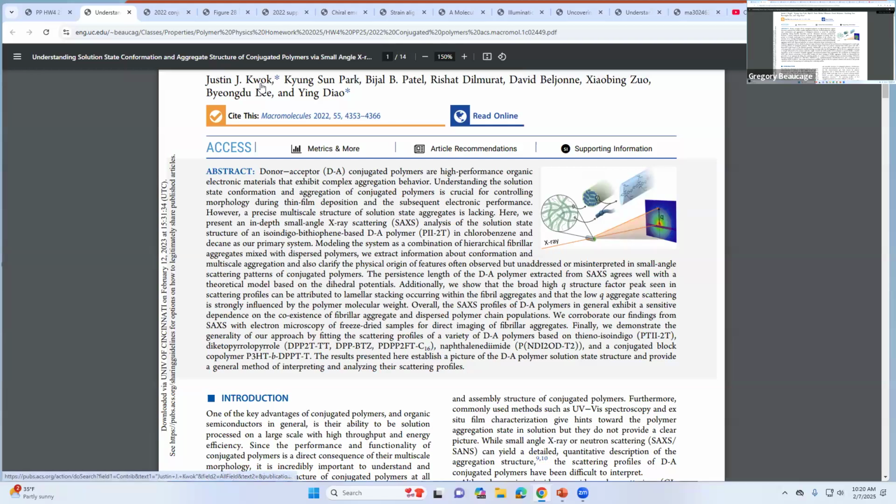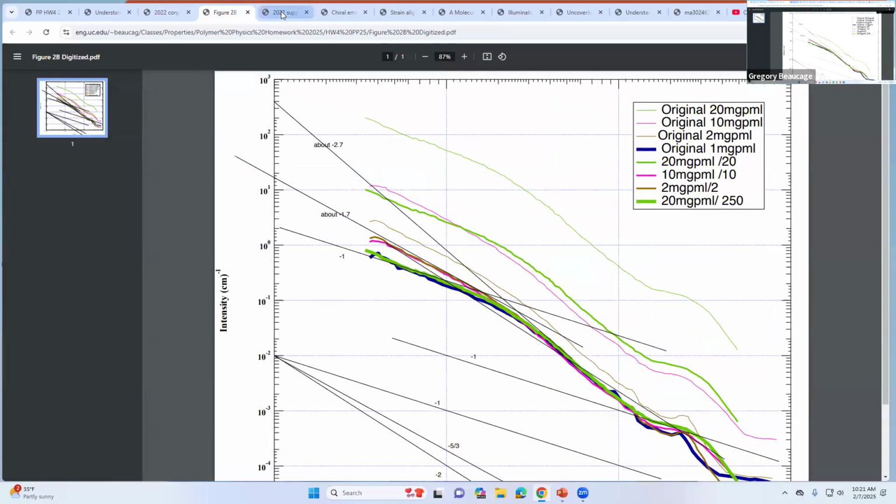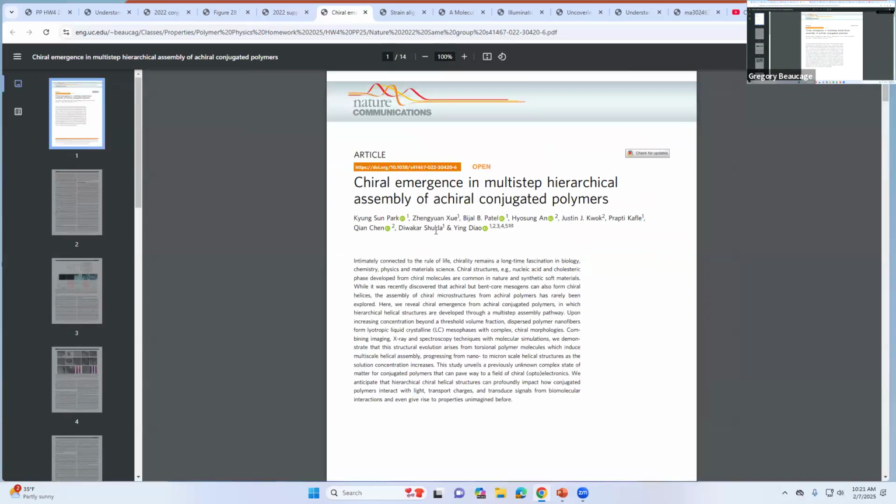Kwok, I looked up, is a research scientist, which means he's not a professor. And Ying Diao is a big time professor at Illinois. Anyway, they're looking at this. In the same year they also published a paper in Nature, which is the top journal, you know.